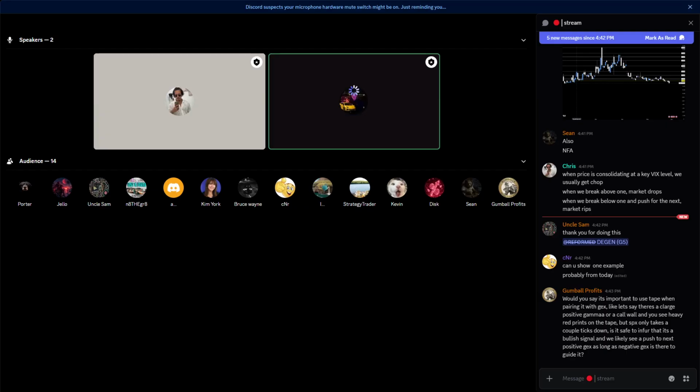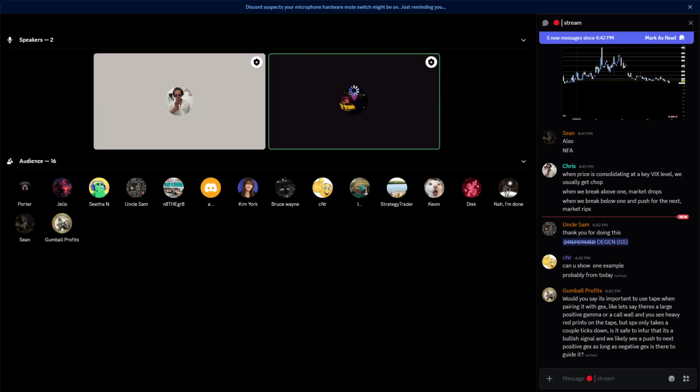Would you say it's important to use tape when pairing with GEX? Let's say there's a large positive gamma or a call wall and you see heavy red prints on the tape, but SPX only takes a couple of ticks down. Is it safe to infer that's a bullish signal and we will likely see a push to the next positive GEX as long as negative GEX is there to guide it?